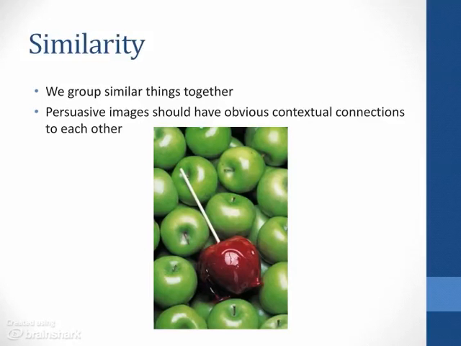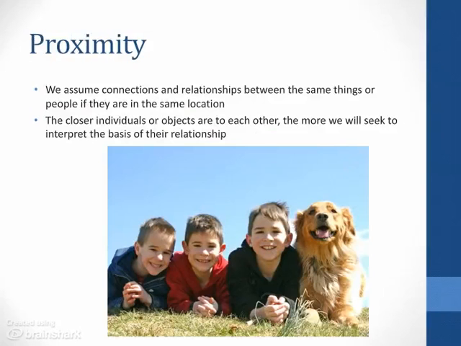Another principle is the principle of similarity. In our minds, we tend to want to group similar things together. And so when we put persuasive images into a particular context, the images should have some sense of connection with each other. Likewise, we tend to assume that there are connections and relationships between items if they are located very close to one another. So check out this picture of the boys and the dog. When you first look at it, you might even think that the dog is boy number 4. They do just seem to go together.